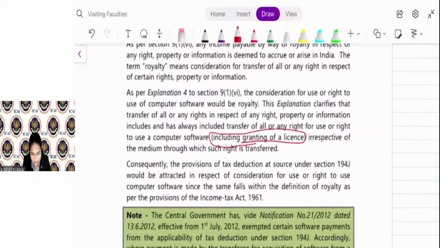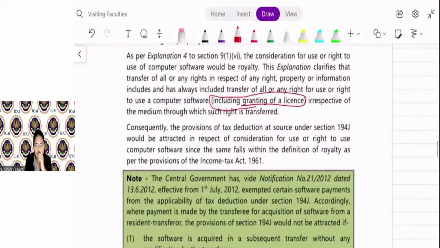If the person is an individual, then in that case, the individual is not required to deduct TDS.